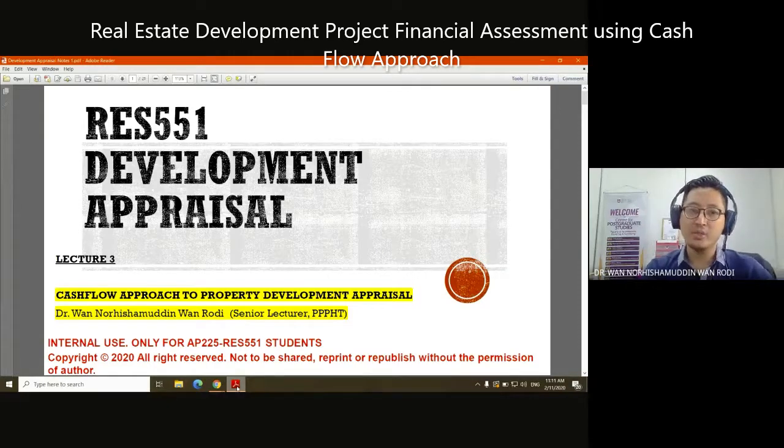As for today, we are going to look into a new topic for the RES 551 subject entitled Development Appraisal. As far as concerned, this topic covers the aims of development appraisal, and then we look into the methodology or calculation that is used to estimate the development potential of a certain development project. In this context, we are going to use the discounted cash flow approach, such as the net present value, the internal rate of return, and the second one would be the payback period approach.